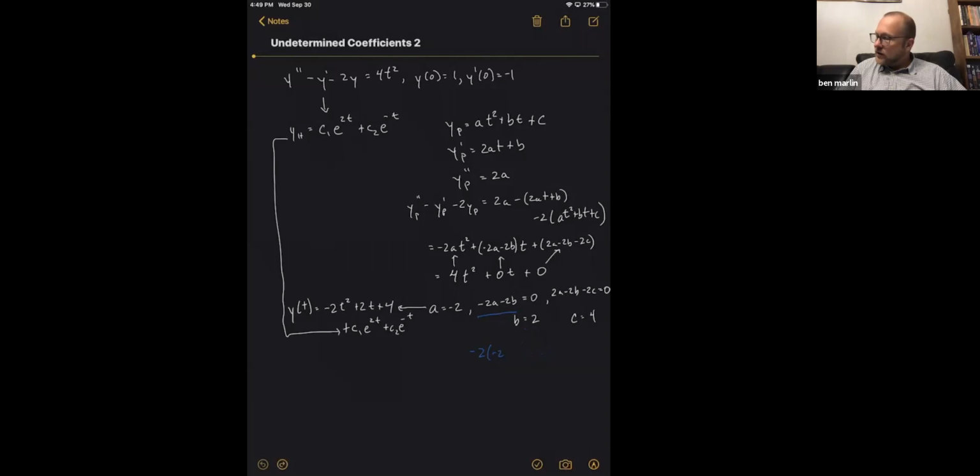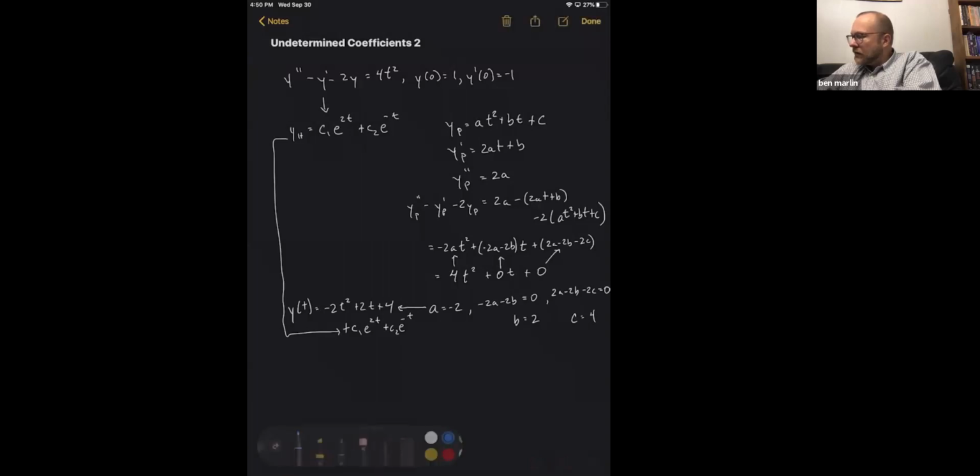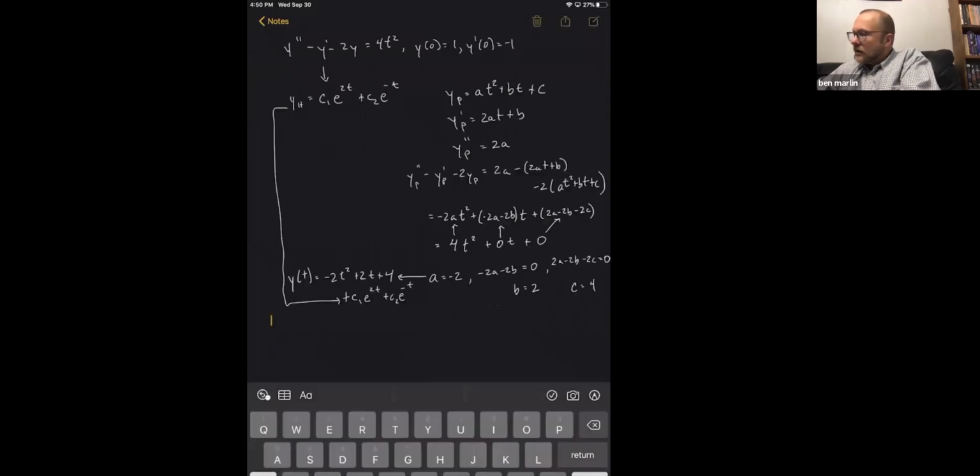So once you get to that point of things, you can come back and set out your general solution by saying, I need to have that for my y sub p, and then I'm going to add my y sub h that I figured out earlier, and then I've got my solution. So now I didn't quite finish this one, so let's see what else is going to be involved in it here.